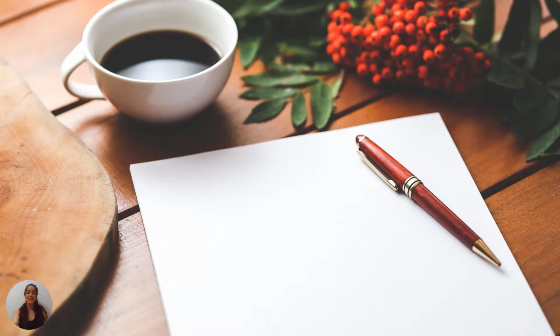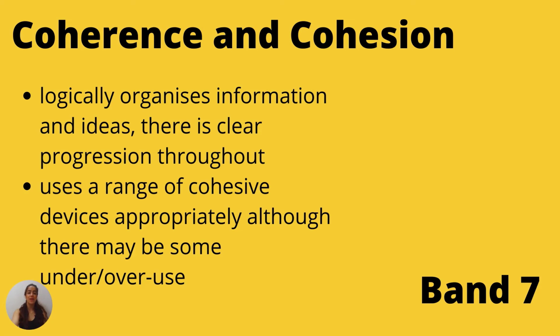Okay, guys, so let's continue our discussion with the next item, which is coherence and cohesion. Coherence and cohesion simply means the kind of ability that you are giving your reader to read your work very fluently and smoothly. So in order to get band 7 in this regard, you need to logically organize information and ideas, and there should be a clear progression throughout.